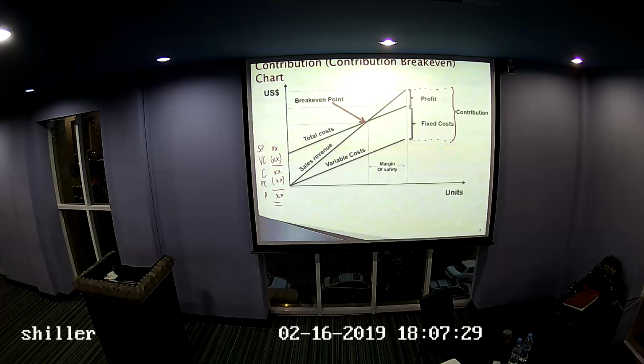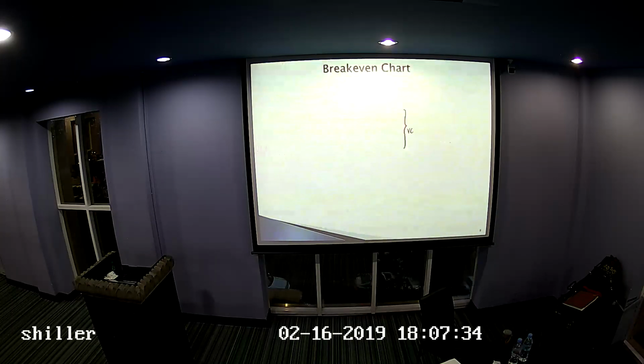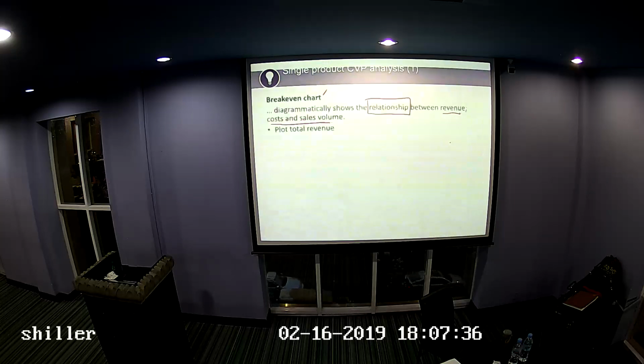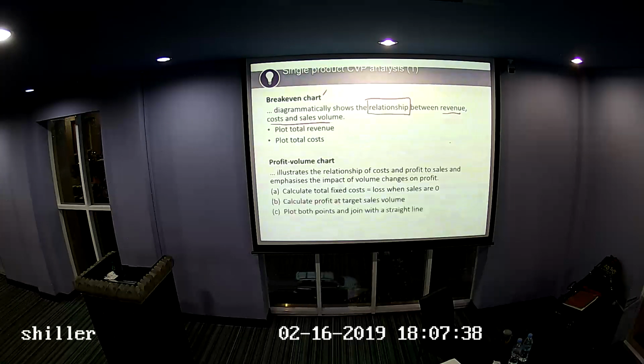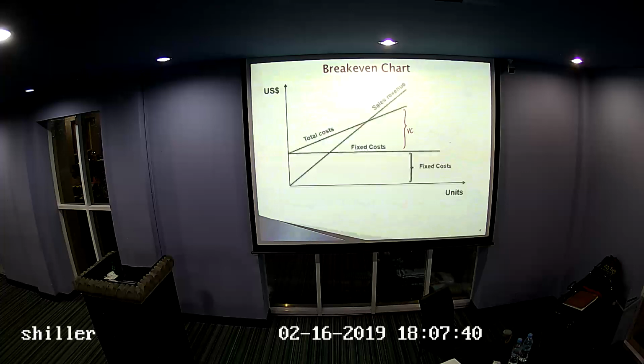You see? In the other one, if you look at the first one, this is the first chart I showed you, right? Look. Sorry. Here, is it easy to calculate contribution? It's not side by side. The profit is here, the fixed cost is here. Understand? Okay? That's why it's only a break-even chart.